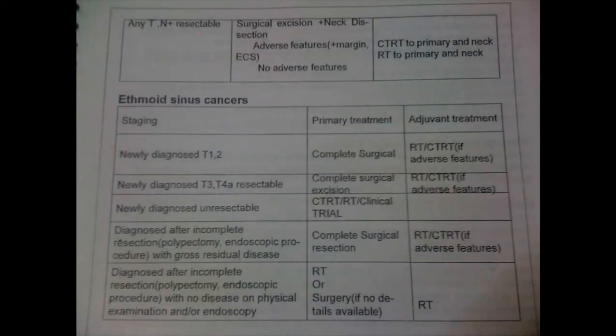So for N-positive resectable disease, for example, high-grade tumor, you have to go for surgical resection. You have to address the neck, that is, the lymph nodes. You have to go for neck dissection. There is a terminology called neck dissection. If adverse features like positive margins and extracapsular spread are there, you have to go for chemotherapy and radiotherapy. So if the tumor is beyond the margins and there is extracapsular spread in the lymph nodes, you go for chemotherapy and radiotherapy. As simple as that.